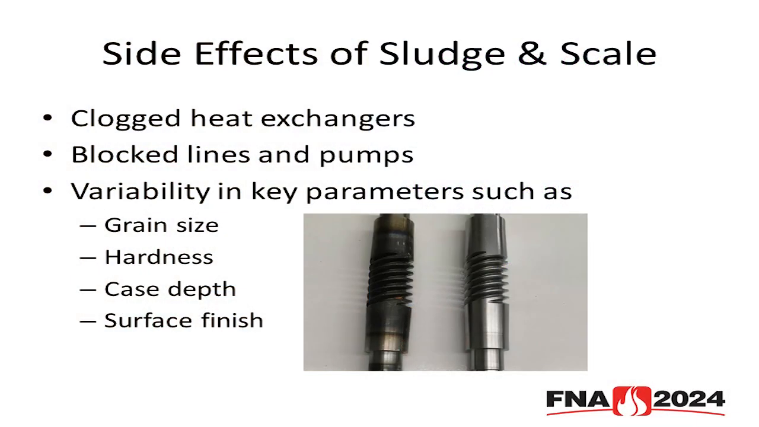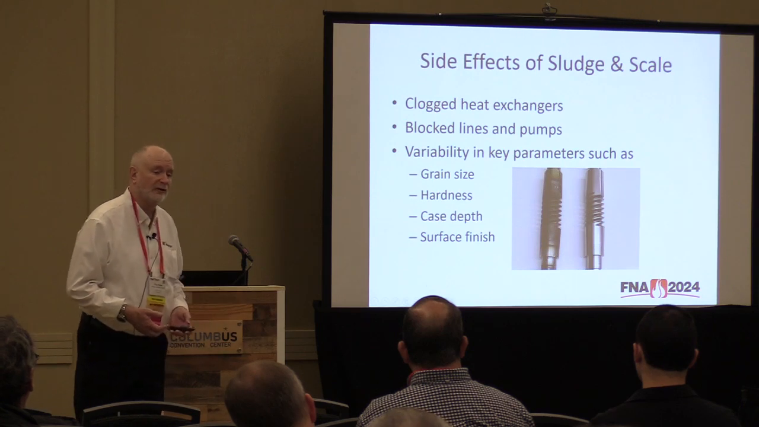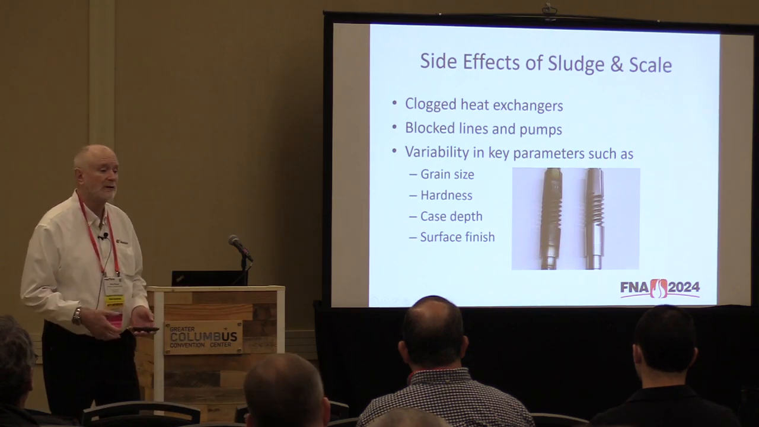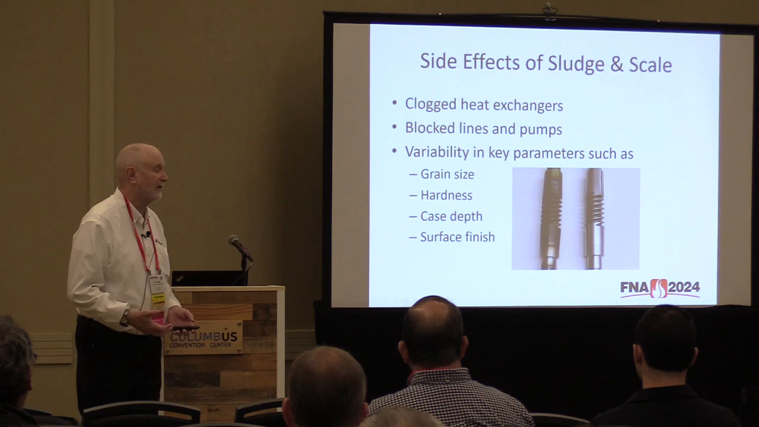So what are the effects of sludge and scale? Clogged heat exchangers is the first thing that typically happens. Blocked lines and pumps. The variability in key parameters, such as your metallurgy, grain size, hardness, case depth, surface finish. If left unchecked, this is what you get. The part on the left was quenched in a heavily oxidized oil. The part on the right was quenched in a bright oil.